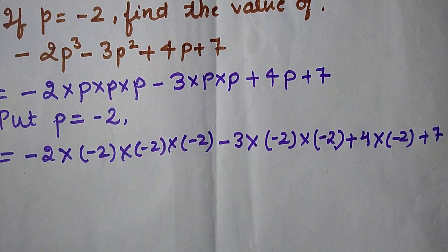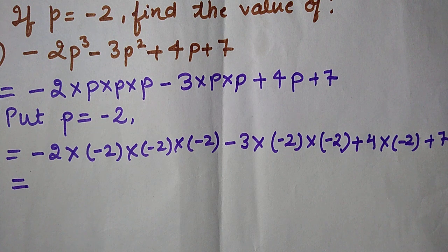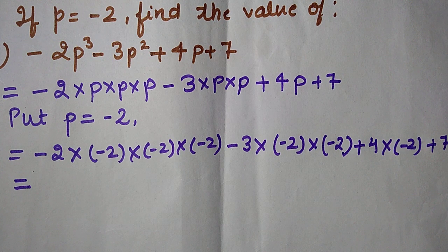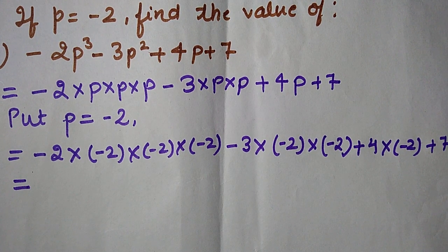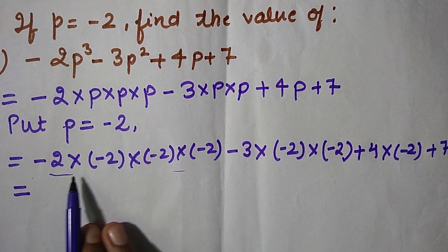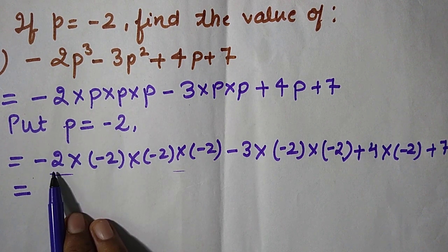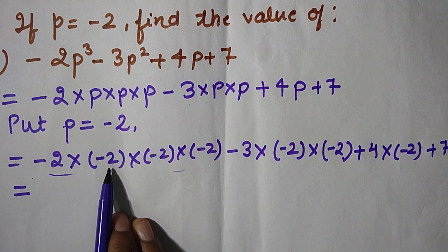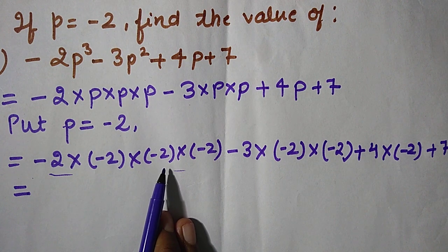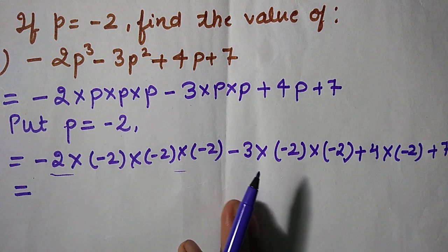Now I will solve this using BODMAS. BODMAS means bracket, of, division, multiplication, addition and subtraction. You have to solve the numerical expression in this way. Using BODMAS, I will solve the multiplication first. Minus 2 into minus 2 is 4. 4 into minus 2 is minus 8, and minus 8 into minus 2 is plus 16.